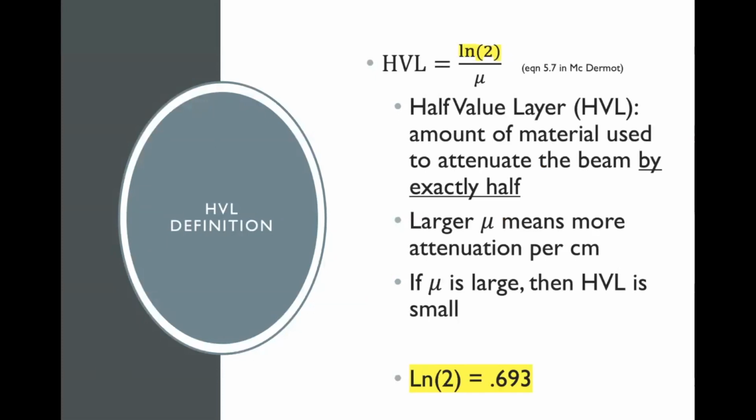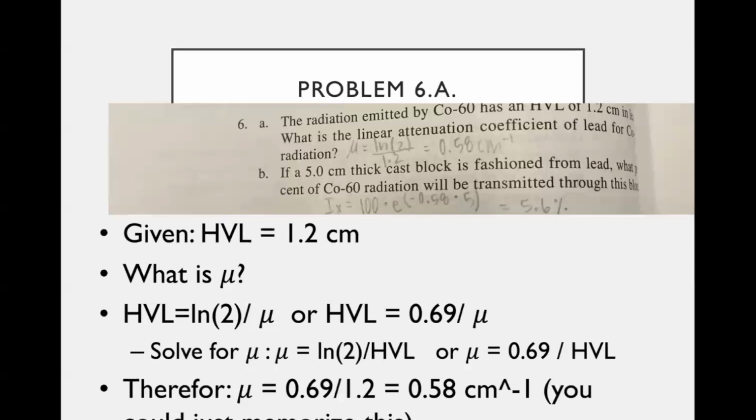So to figure out the half value layer, it is the natural log of 2, or 0.693, divided by mu. So if we're given the half value layer and then we want to know what mu is, well, half value layer is 0.693 over mu. So it would be 1.2.